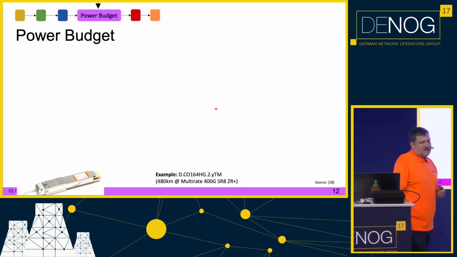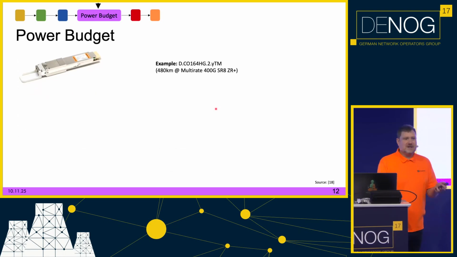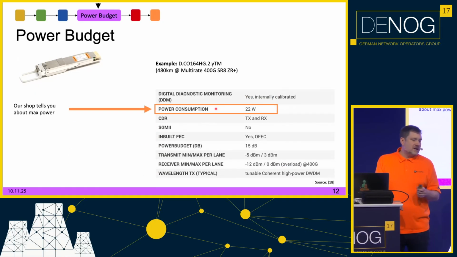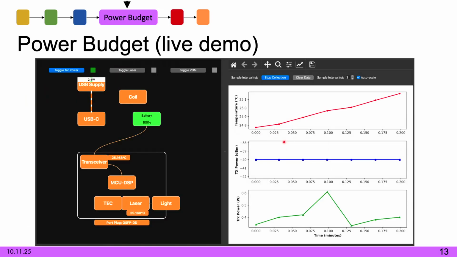So basically what we do, you go to our shop before you buy the transceiver, if you plan to build up some rack with some network gear, and you look at this table on our side, power consumption. With that you can properly plan, and it's really the maximum power your switch can go up to.